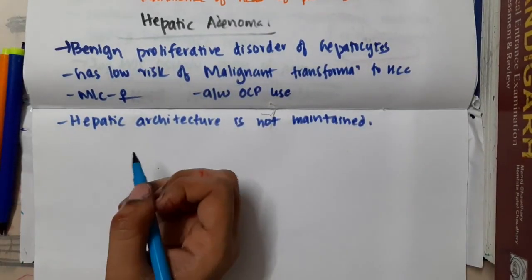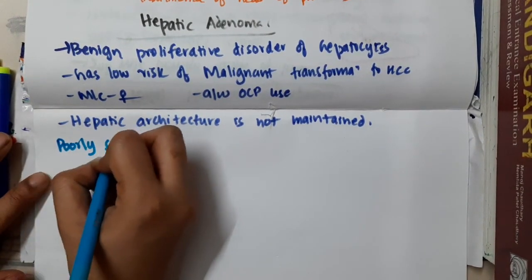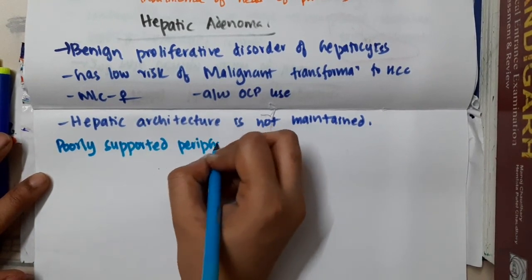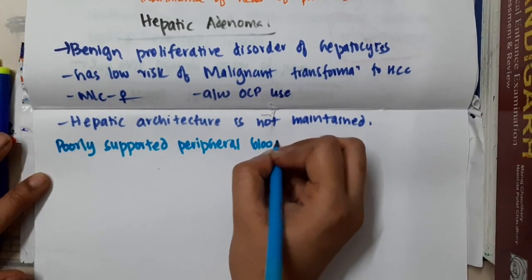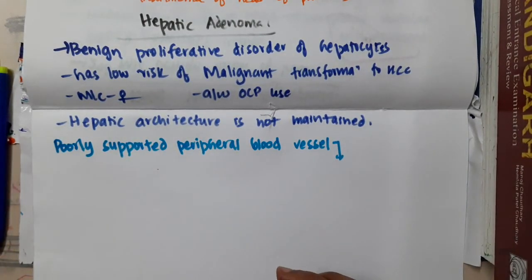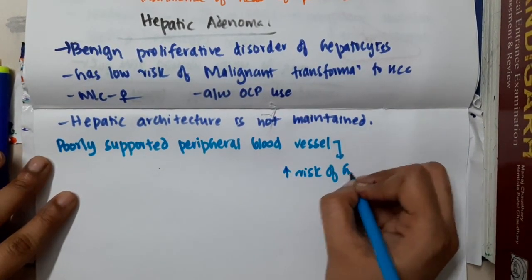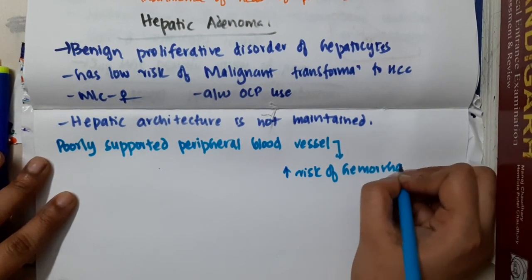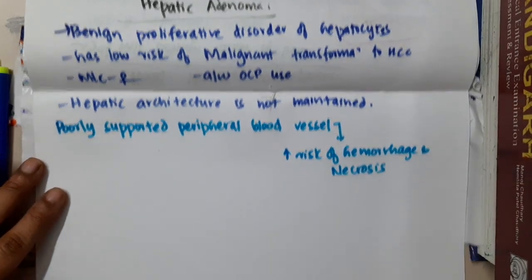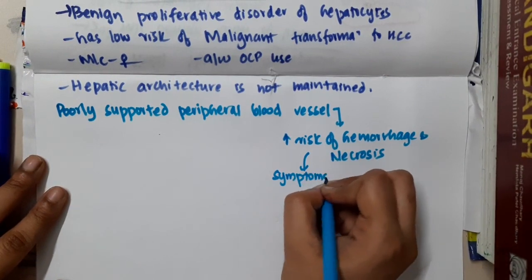Then, poorly supported peripheral blood vessels are present in the hepatic adenoma. Because of the presence of poorly supported peripheral blood vessels, there is increased risk of hemorrhage and necrosis seen in hepatic adenoma, and thus this will cause symptoms which will lead to abdominal pain.